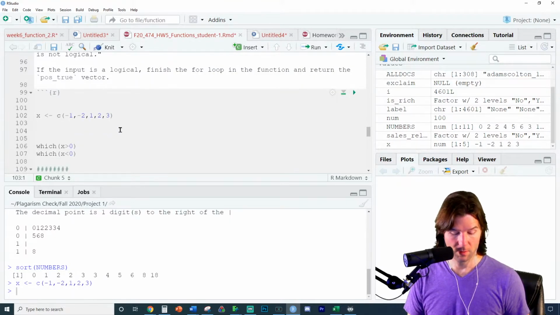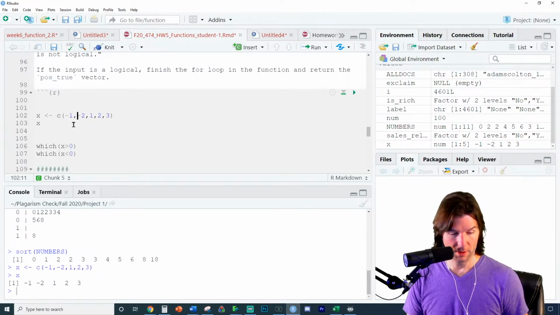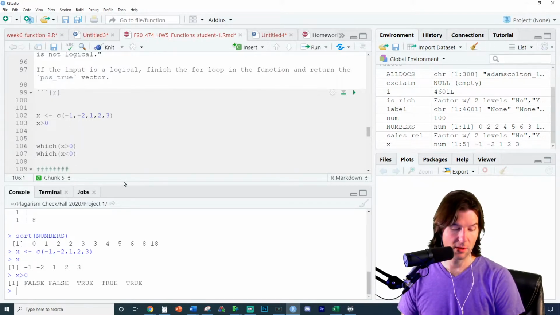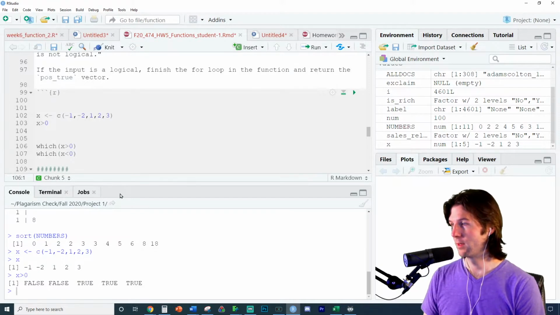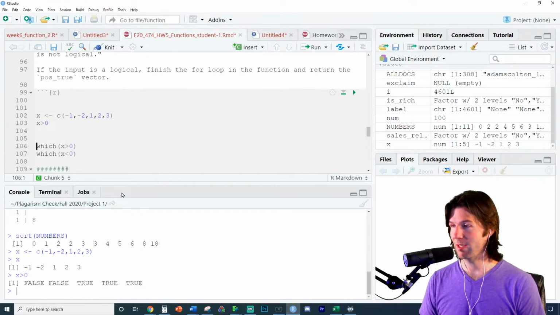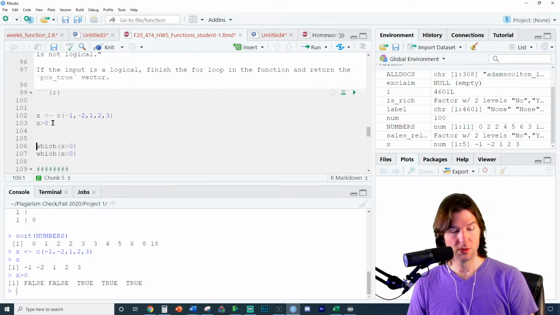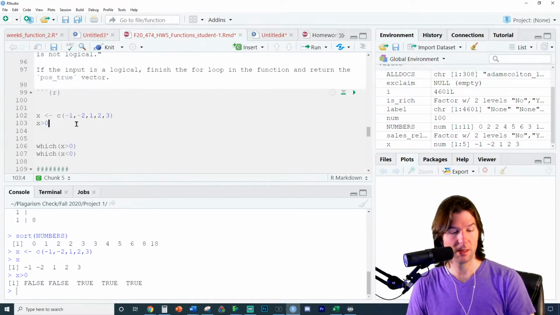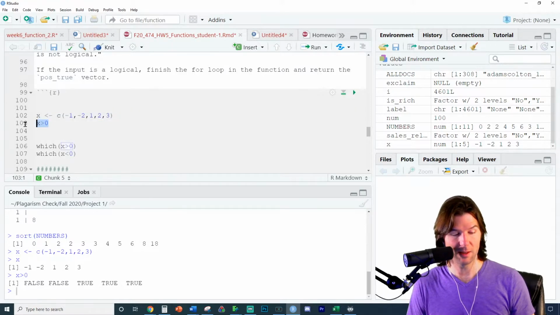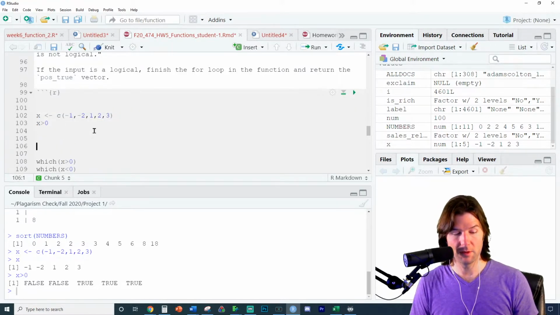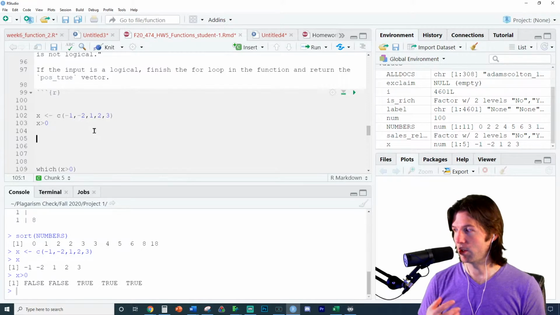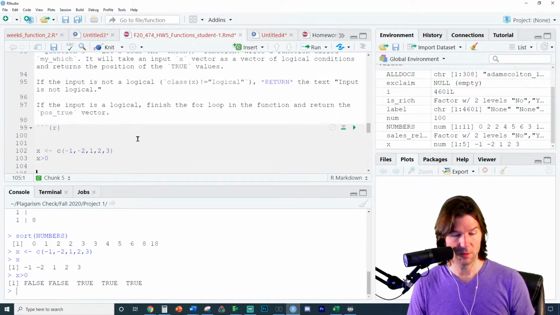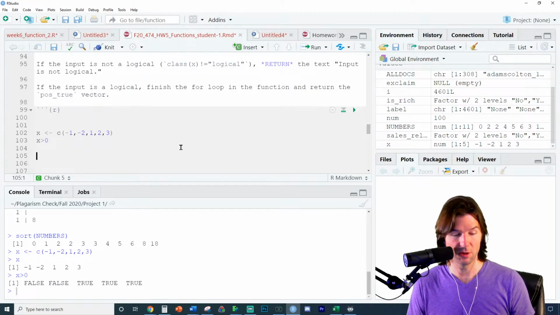When we go here, we'll look at x, and we'll look at x greater than 0. So we see here we have 3, 4, 5. Does this make sense? So what should this function return right now? It should return 3, 4, 5. We're going to put a logical in. This is a logical vector, and if I put a logical into it, we should get 3, 4, 5 returned. And does it want us to use a for loop? Yep, finish the for loop in the function. Sure. Okay.